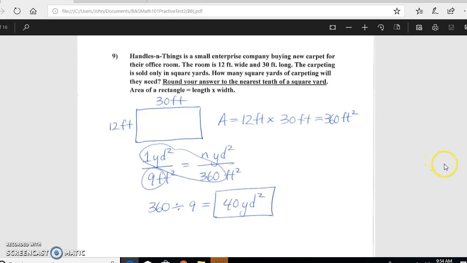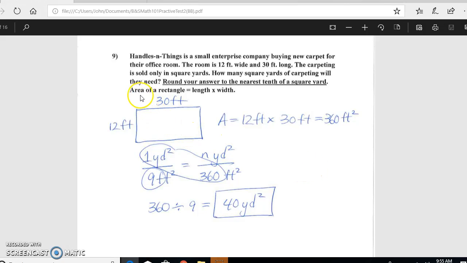This is the practice test for measurements, and we're looking at problem number 9. It says, Handles and Things is a small enterprise company buying new carpet for their office room. The room is 12 feet wide by 30 feet long. The carpeting is sold only in square yards. How many square yards of carpeting will they need? Round your answer to the nearest tenth of a square yard.